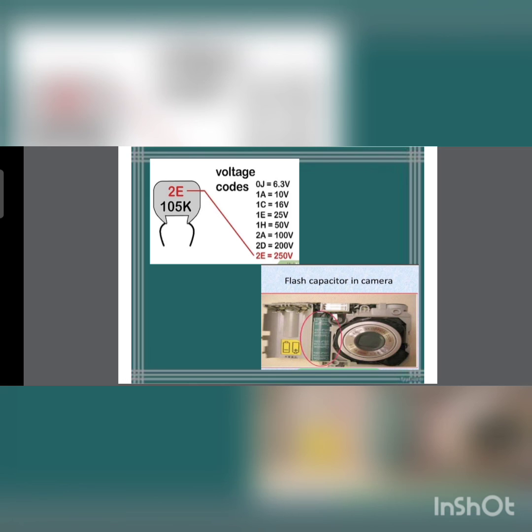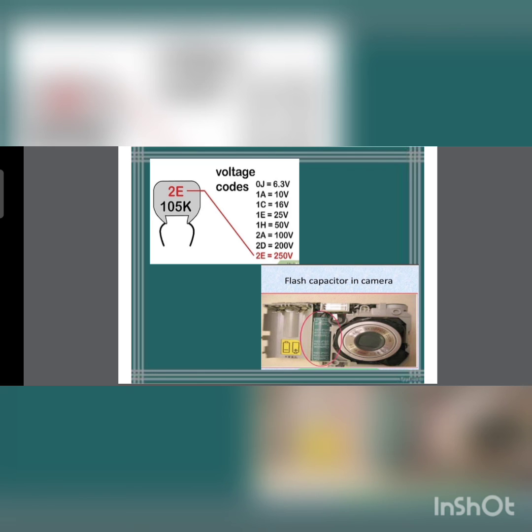Then here 2E indicates the voltage code, that is 250 volt is the voltage of 2E. So 250 volt is the voltage. K indicates plus minus 10%. So plus minus 10% is the tolerance, and 10 followed by 50 is the capacitance value in terms of picofarads.